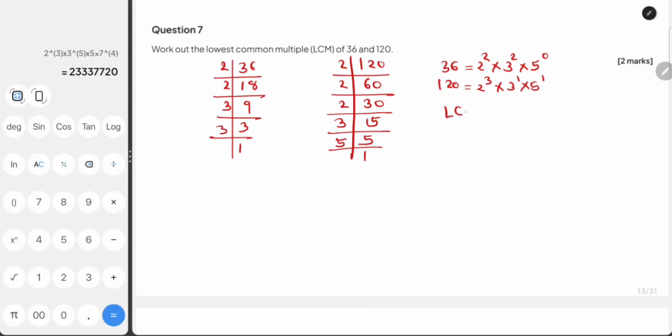So in LCM we take the highest power, so 2's highest power is 3, 3's highest power is 2 and 5's highest power is 1. 2 raised to 3 is 8, 3 raised to 2 is 9 and this is 5. Let's use calculator. 8 into 9 into 5, that's 360. Clear?